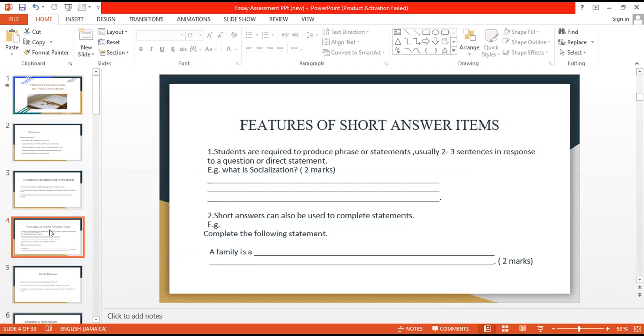Also, short answers can be used to complete statements. So for example, the instruction says, complete the following statement. Part of the definition is given because this is asking you to define the family. So it starts out by saying, a family is a, and then the student is required to complete the definition for what a family is.